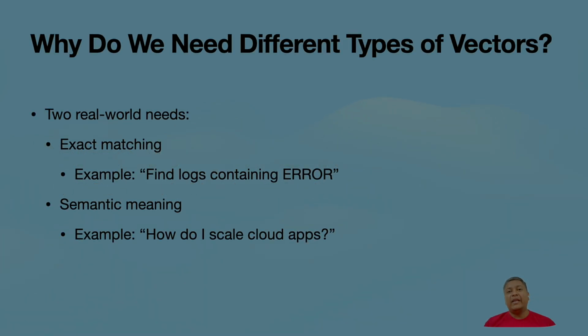Let's start with why different vector types exist. In real world systems, different tasks require different representations. Sometimes we want exact matching, for example, finding log lines that contain the word error. At other times, we care about meaning, like searching for documents related to scaling cloud applications, even if the exact words differ. These two needs lead to two fundamentally different vector representations.